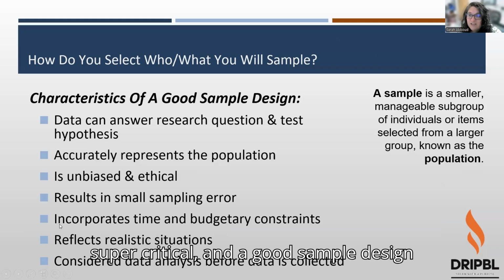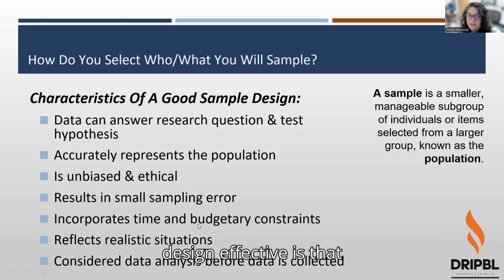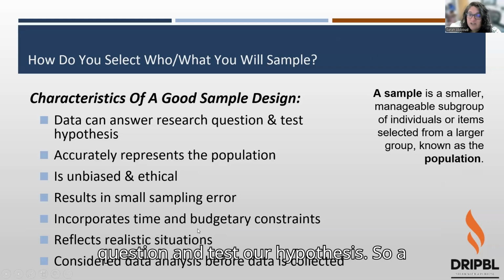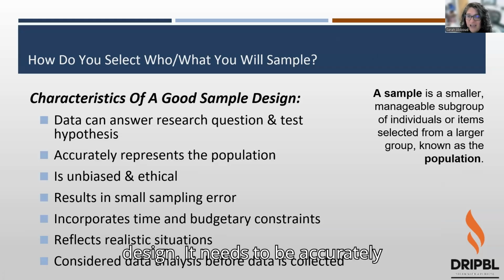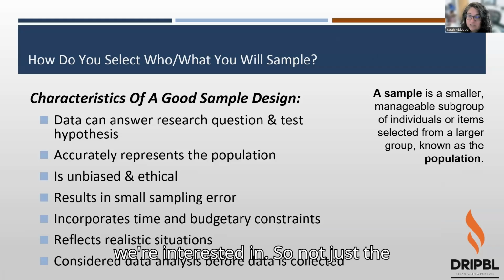And a good sample design ensures that the data we collect is truly useful. What makes a sample design effective is that it must be able to answer our research question and test our hypothesis. So if a sample can't do that, it's not the right design. It needs to be accurately representative of the population that we're interested in. So not just the sample itself, but the population.